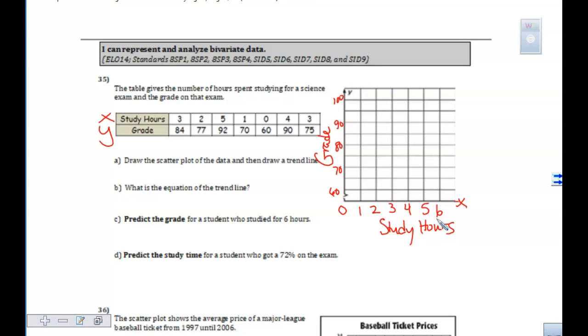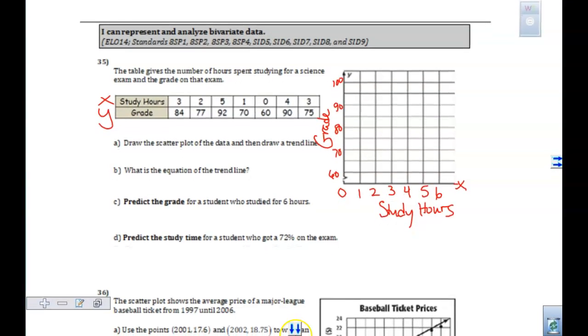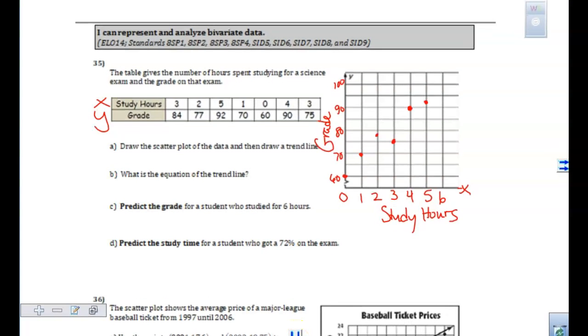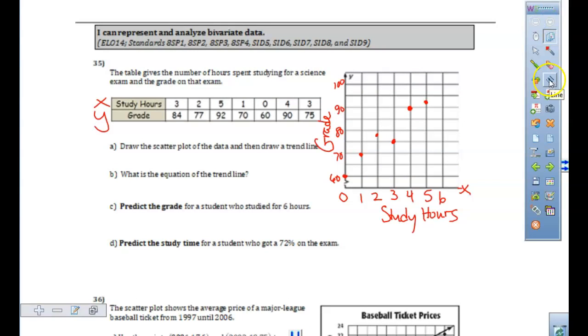Please right now plot the scatter plot. It says draw a trend line. So again, you'll have rulers, and I want to draw this trend line, and I want half my data points to be above and half below. And this is where you definitely would have a ruler.